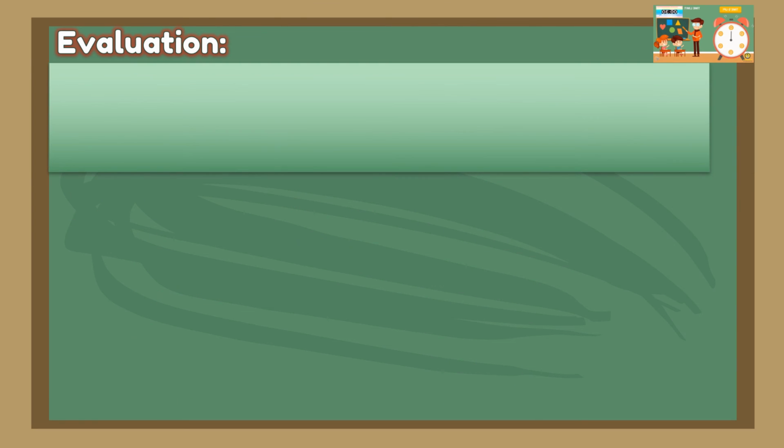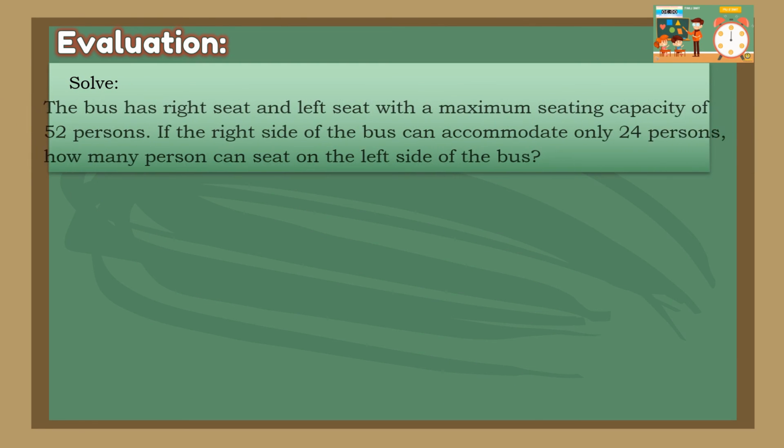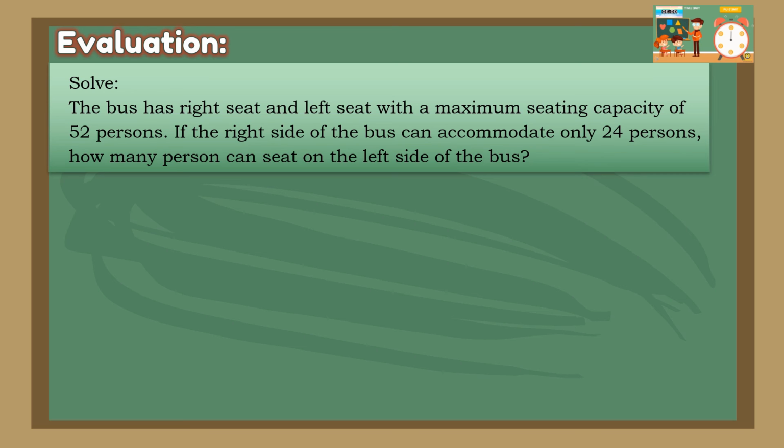So for our evaluation, solve. The bus has a right side and a left side with a maximum seating capacity of 52 persons. If the right side of the bus can accommodate only 24 persons, how many persons can sit on the left side of the bus? I'm giving you 30 seconds.